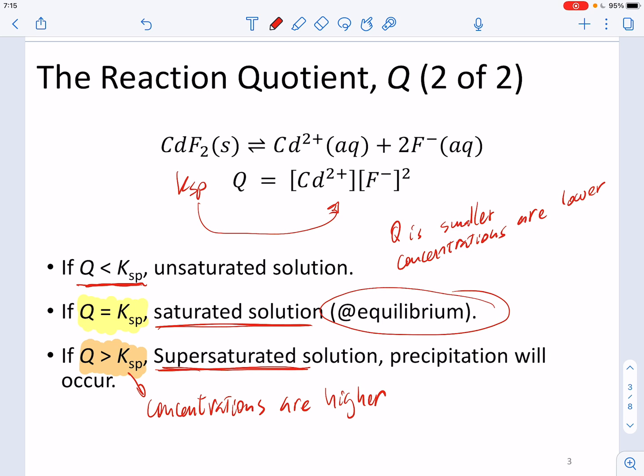I mean, if everything is dissolved, then you have a supersaturated solution, and what that really means is that precipitation will happen. Remember, if it's a supersaturated solution, any disturbance will cause the precipitation of the solid, but the precipitation will occur because those concentrations of those ions are higher than they are supposed to be according to the solubility equilibrium.